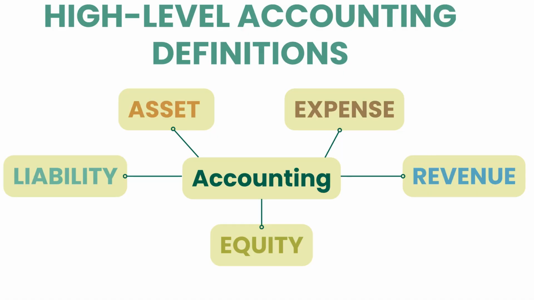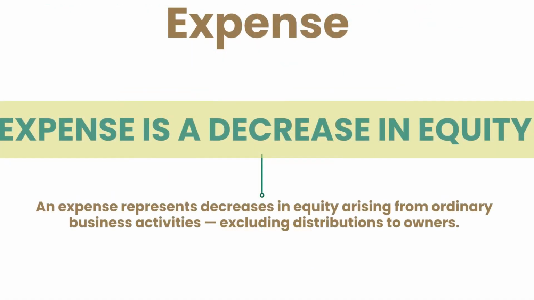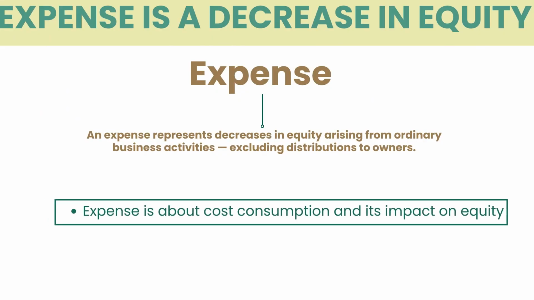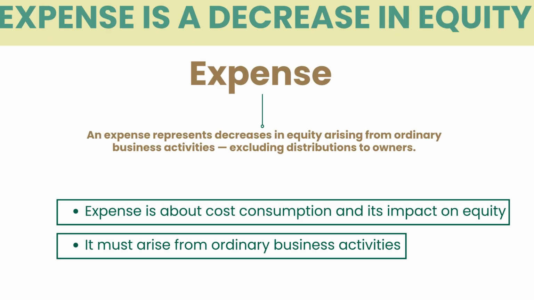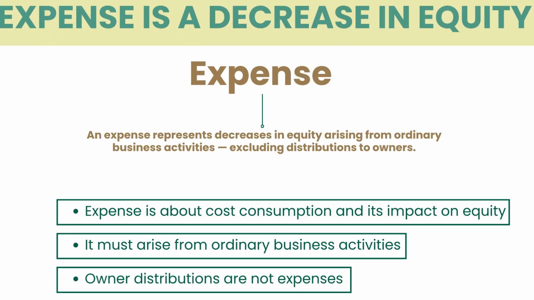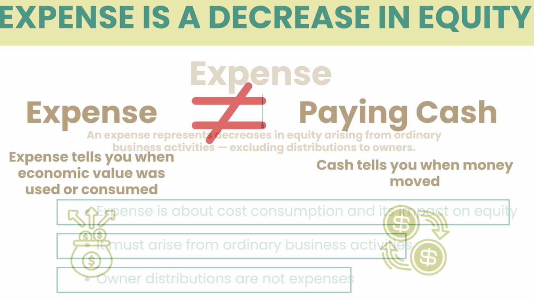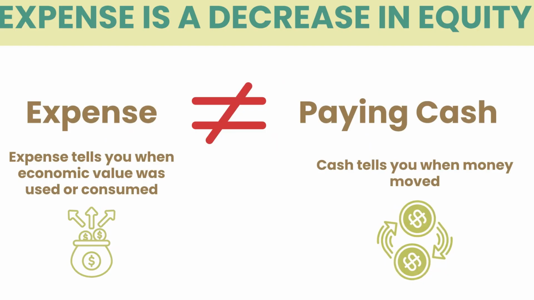And lastly, expense. Expense is a decrease in equity. An expense represents decreases in equity arising from ordinary business activities, excluding distributions to owners. An expense is recognized when economic benefits are consumed or obligations are incurred, not when cash is paid. Key clarifications. Expense is about cost consumption and its impact on equity. Expense is about performance, not cash. It must arise from ordinary business activities. Owner distributions are not expenses. This is why paying cash isn't automatically an expense.